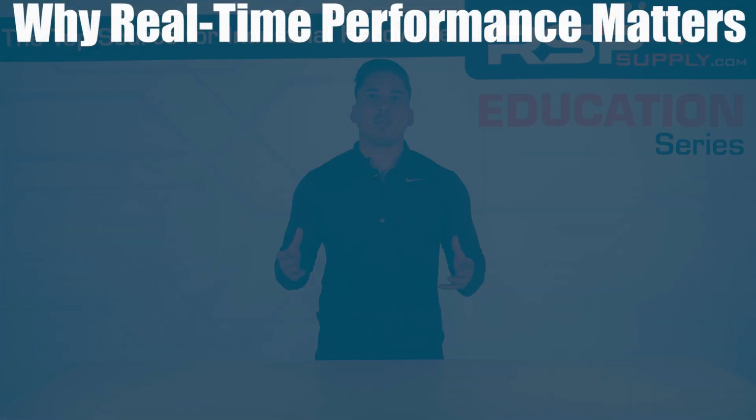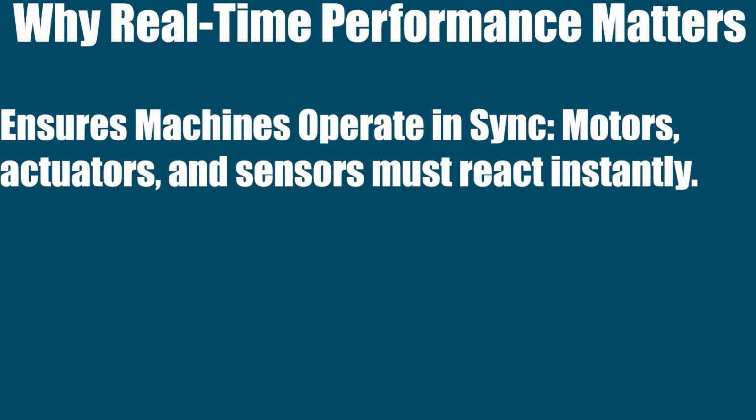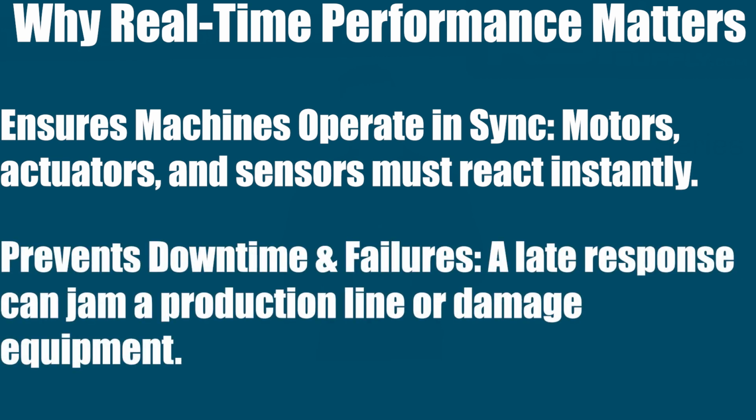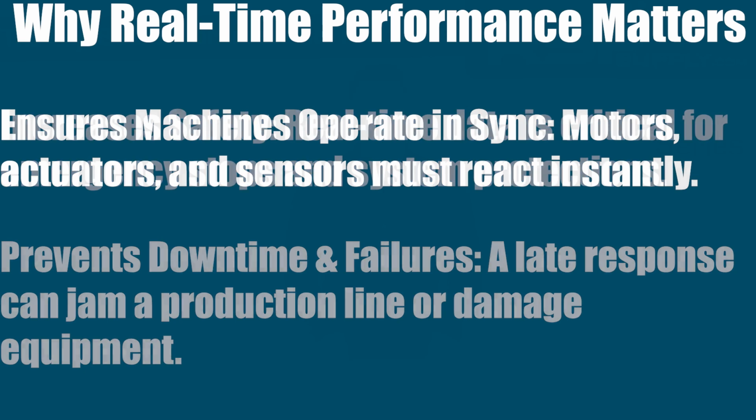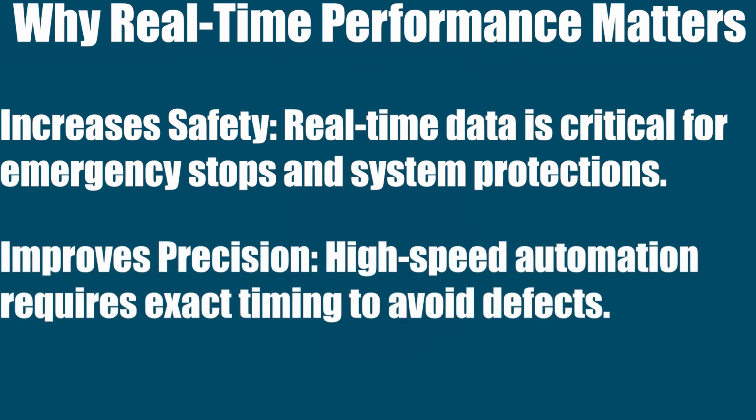So why does real-time performance matter in automation? It ensures machines operate in sync, right? Motors, actuators, sensors, they all need to react instantly. It prevents downtime and failures. A late response can jam a production line or damage equipment. Increases safety. Real-time data is critical for emergency stops and system protections. Deterministic communication in real time also improves precision. High-speed automation is going to require exact timing to avoid defects.